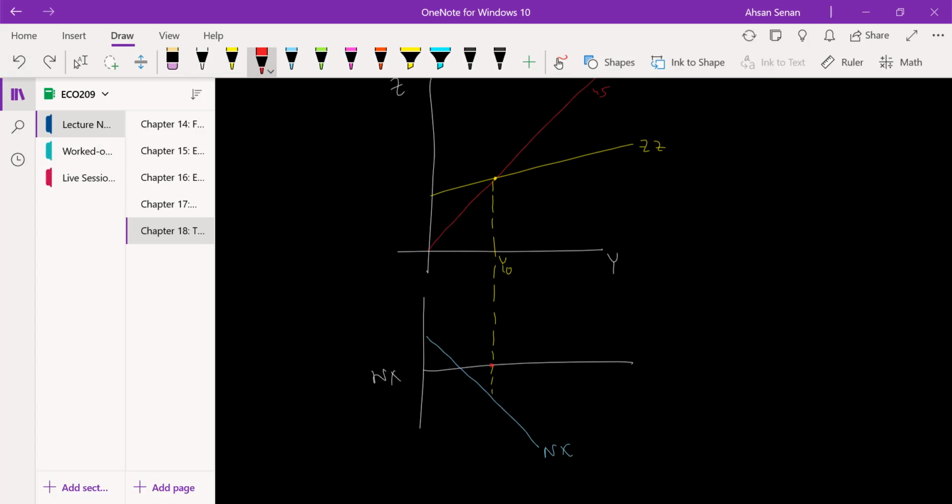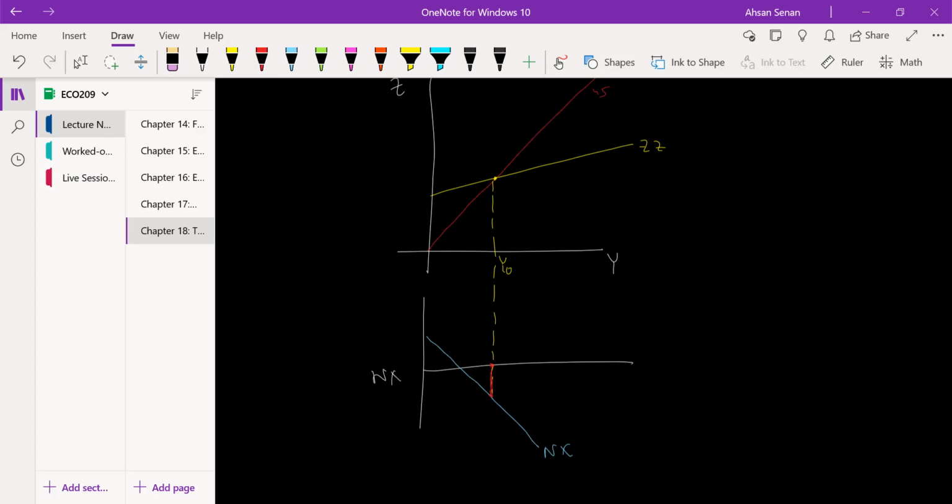This amount from here to here, this much, this is the country's, actually I don't want to write it down because I have more things to draw, but this is how much trade deficit the country is experiencing. Okay, so what might be a solution to that?